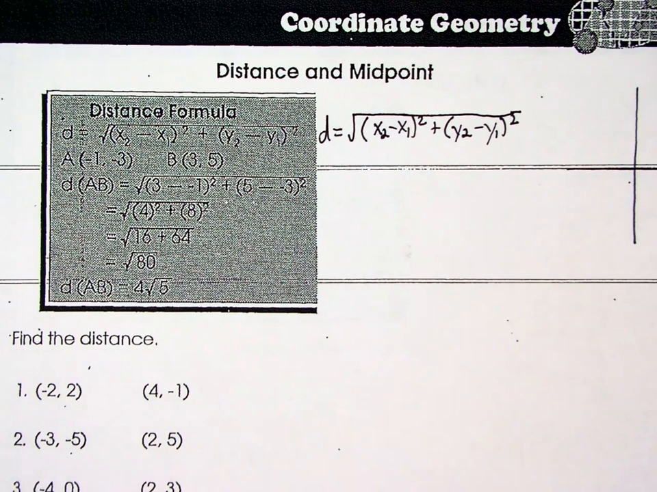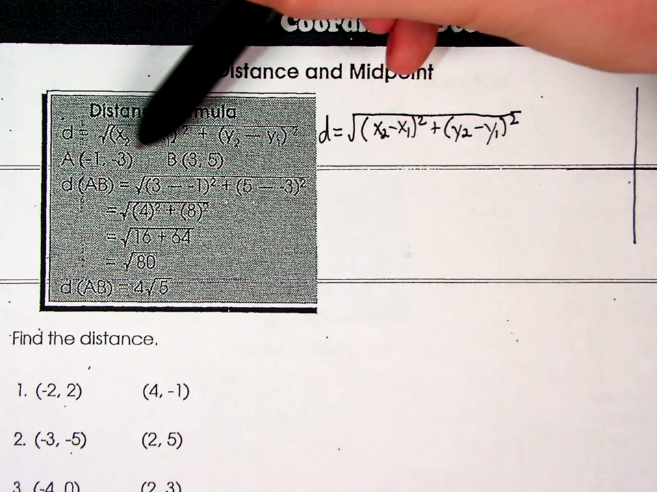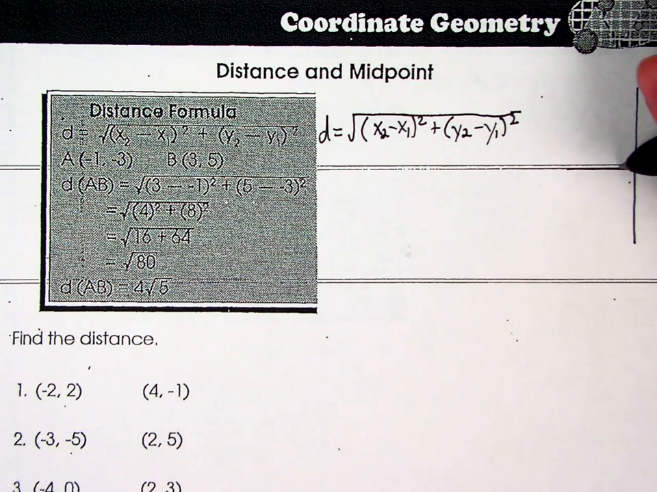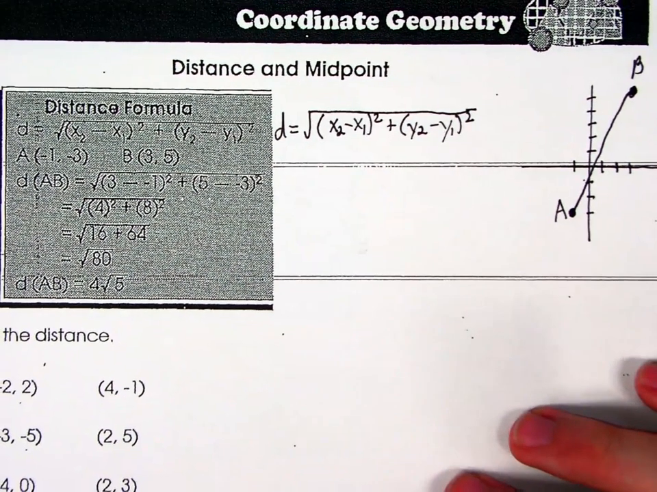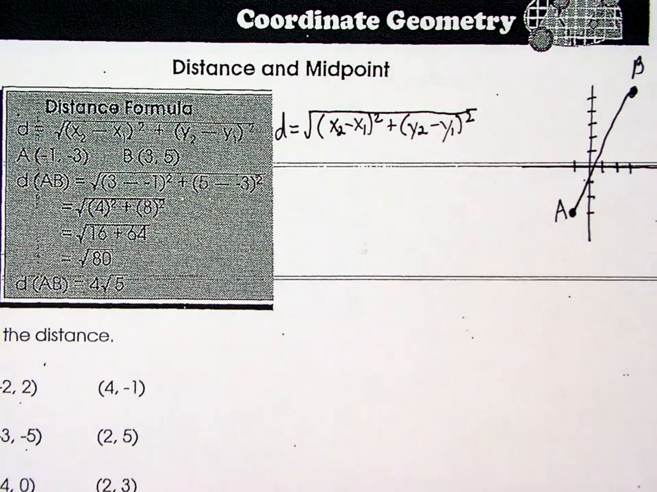It's saying if we have 2 points, A and B, consider them -1, -3 and 3, 5. It's asking us to find the distance between those 2 points. Find the distance between 2 points A and B.